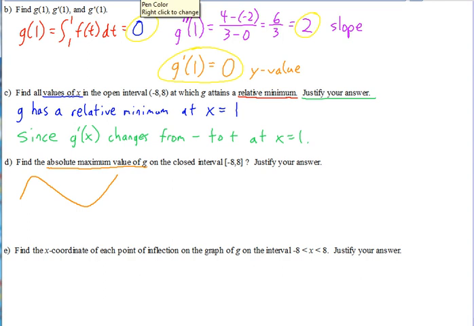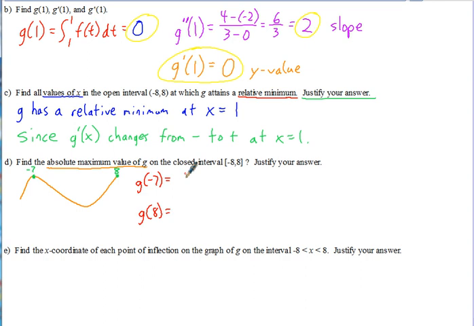So the absolute maximum could either happen at the relative max here, at -7, or it could happen at our other endpoint of 8. Those are possible. To determine which one it's at, you just have to compare the y values. So we just have to compare g of -7 with g of 8 and see which one is actually larger.